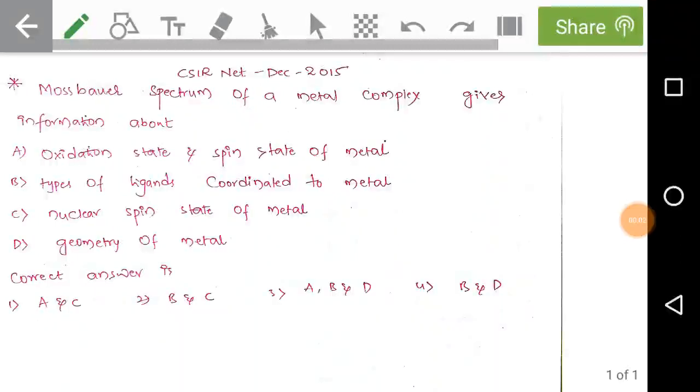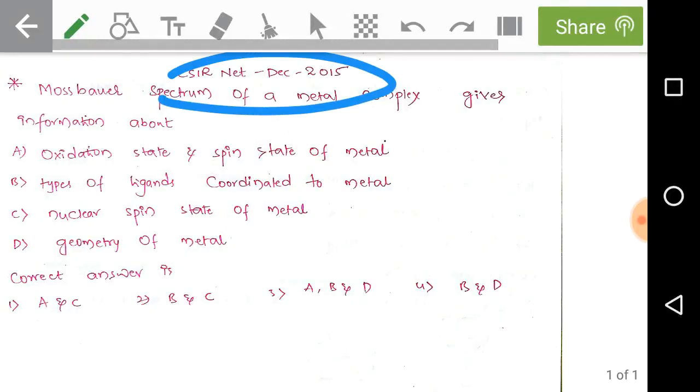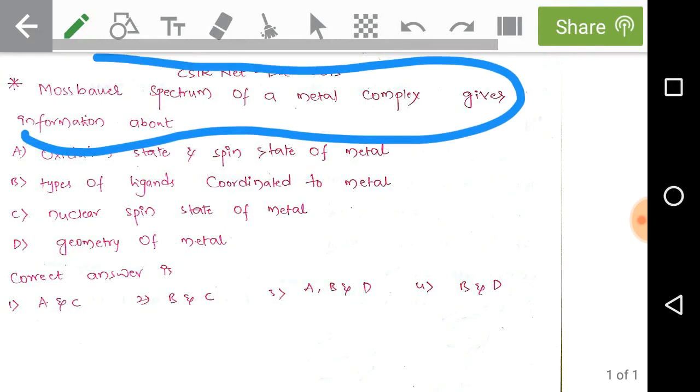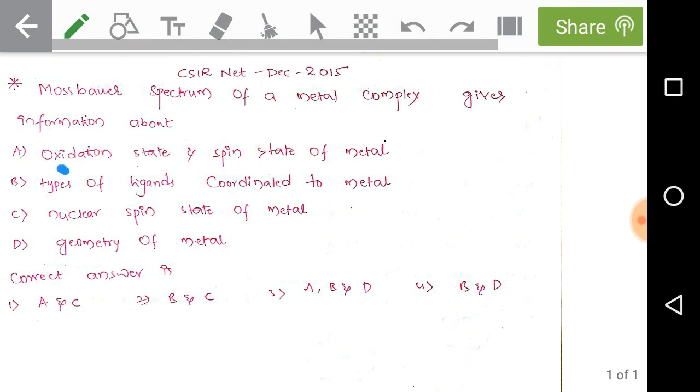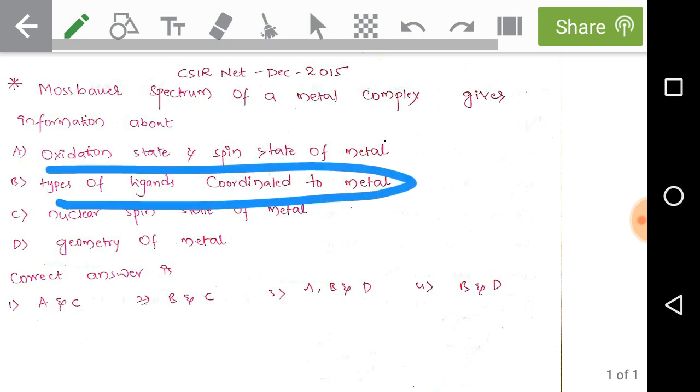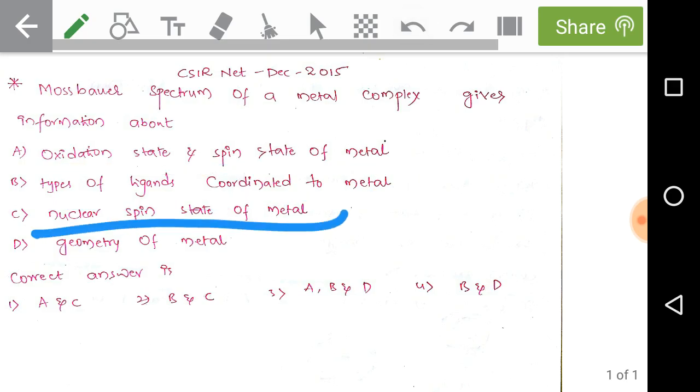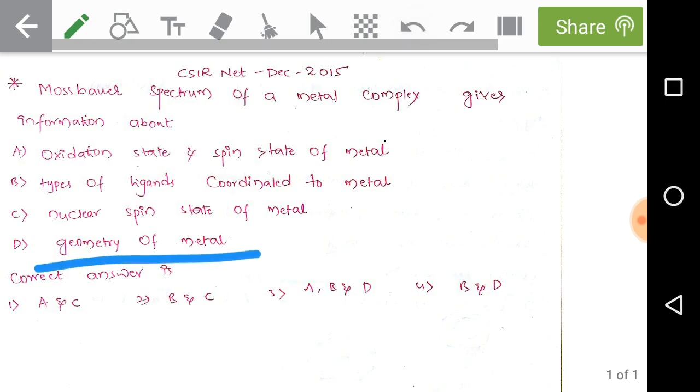Hi, now we are solving CSIR NET December 2015 Chemical Sciences. Just look at the given problem. Mössbauer spectrum of a metal complex gives the information about oxidation state and spin state of metal, types of ligands coordinated to metal, nuclear spin state of metal, and geometry of metal.